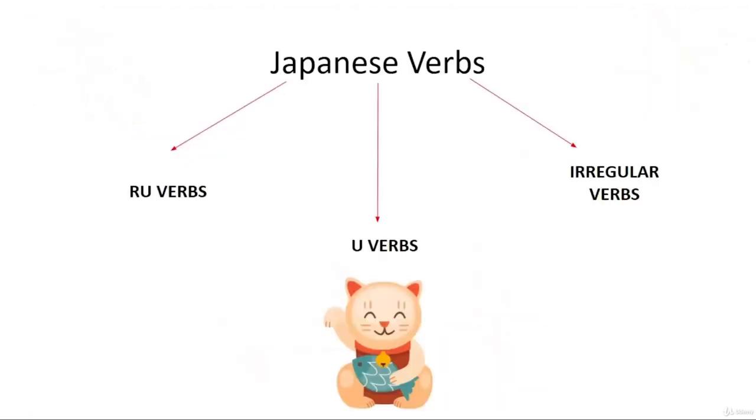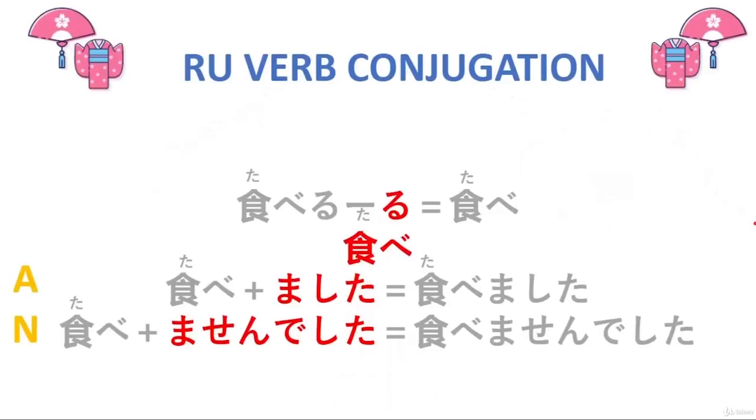So let's review a little bit. Do you remember what types of verbs we have in the Japanese language? We have ru verbs, u verbs, and irregular verbs. Very, very good. Now, let's get started. So let's start off with ru verb conjugation in the past tense.